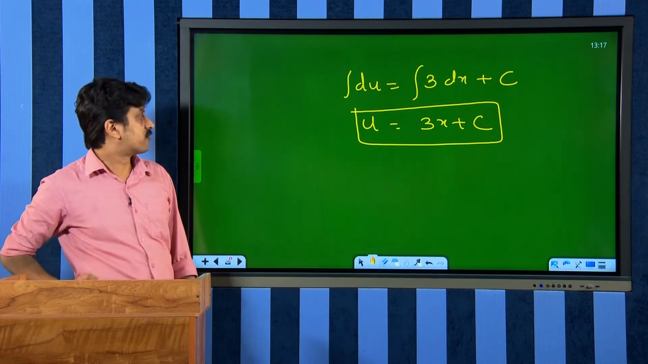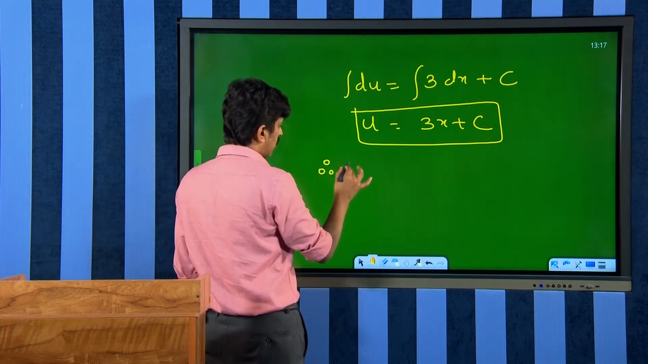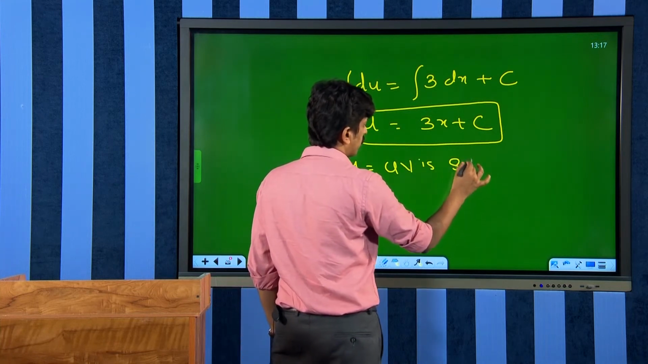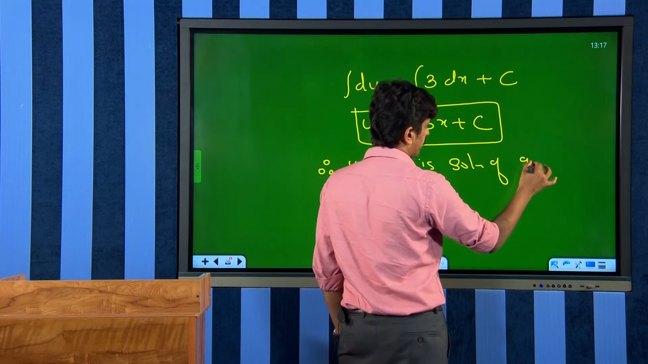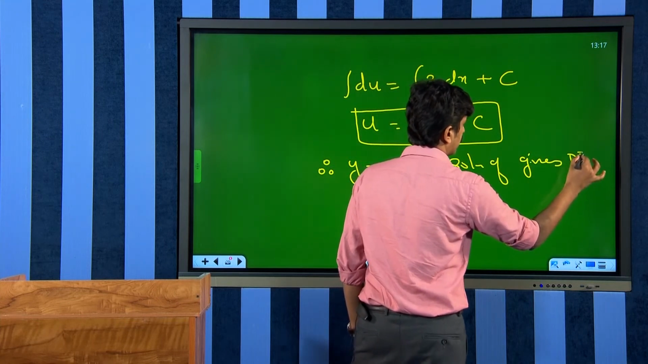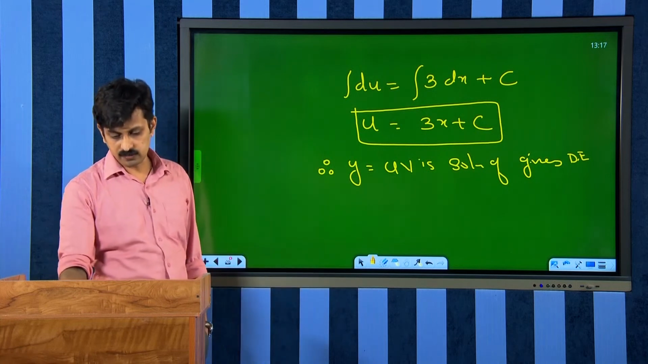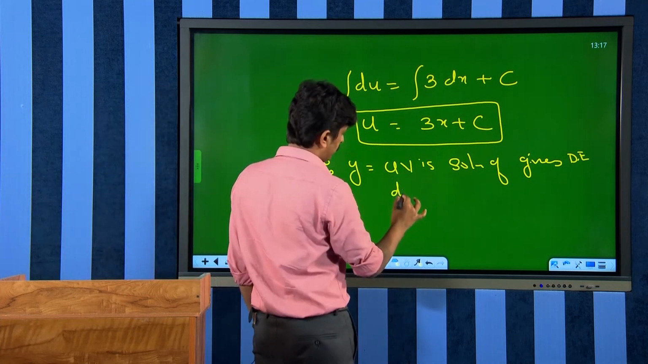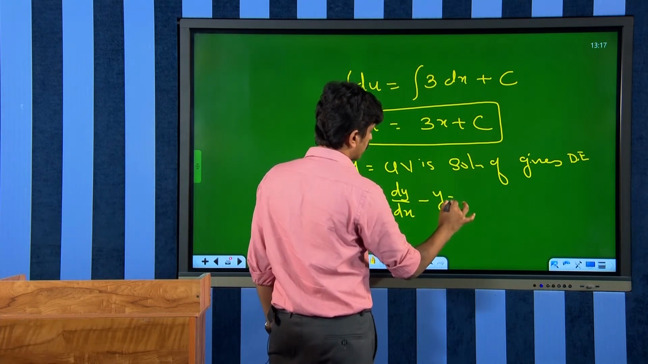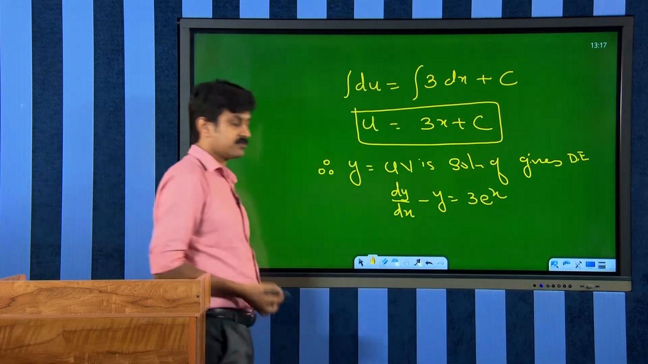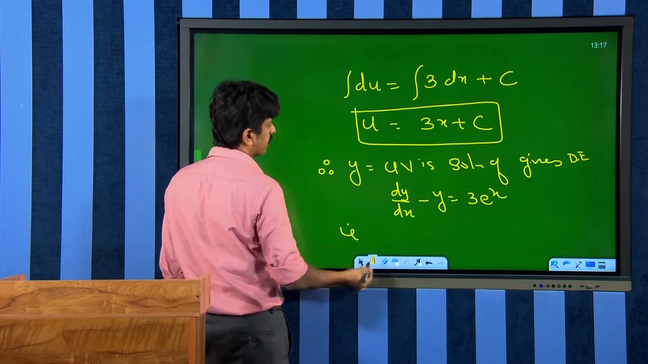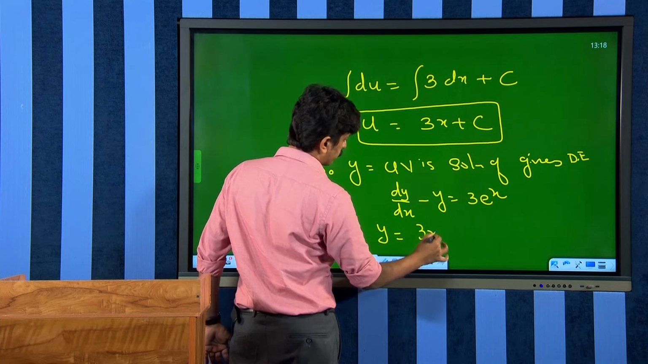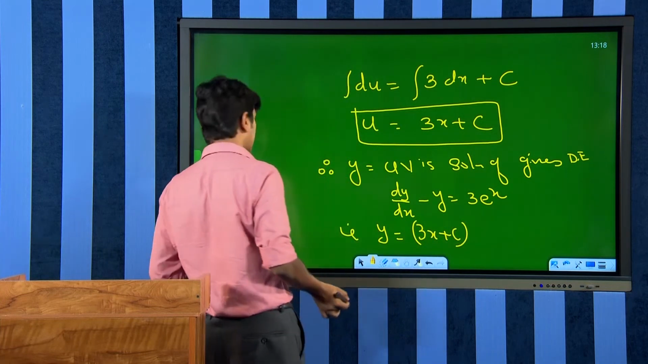Okay, fine. Therefore, y is equal to uv is a solution of the given differential equation dy by dx minus y is equal to 3 e raised to x. That is, we can say that y is equal to u, that is y is equal to 3x plus c, into the v that we found from here.